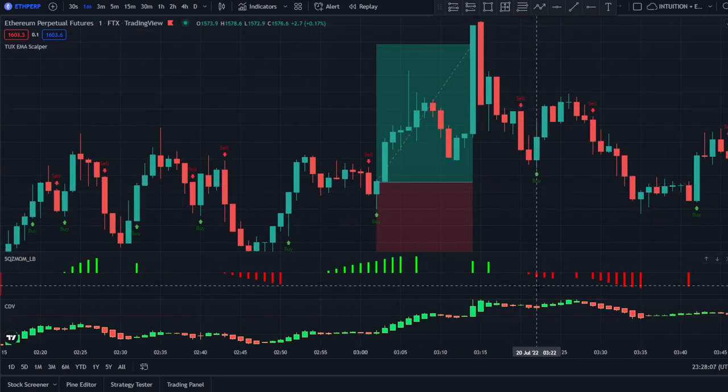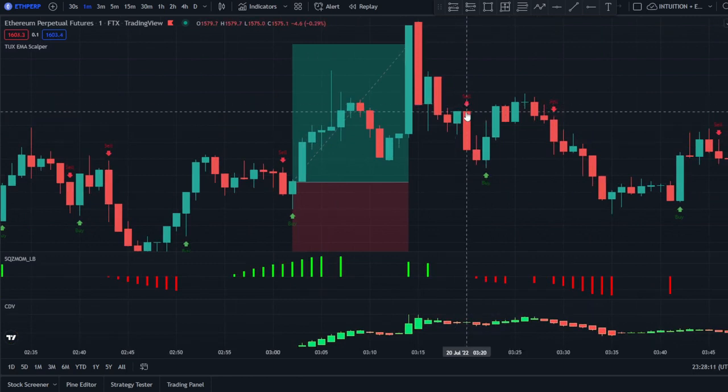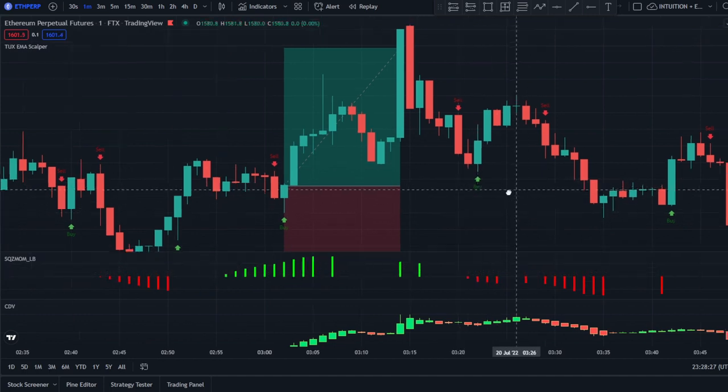So let's look for a next position. Here we have a sell signal, however, on this candle our squeeze momentum has no indication, whether green or red, so we'll skip that position. For this buy position, right now the squeeze momentum is red, and although it says buy, since this is red, you wouldn't enter a position.